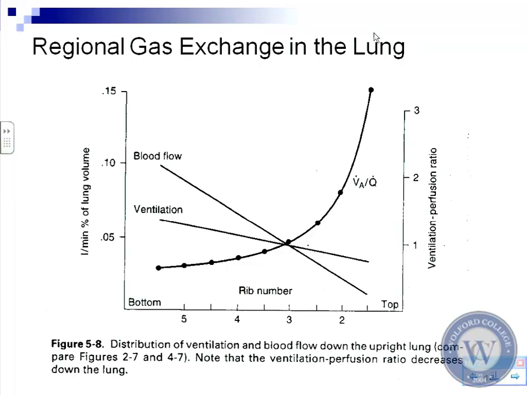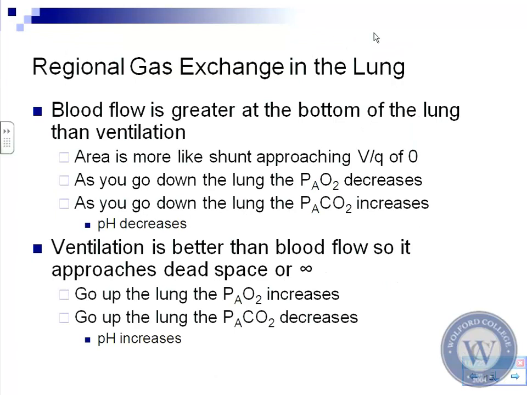If you throw somebody into space, the VQ is actually 1 almost immediately because perfusion now equilibrates across the whole lung, and so does ventilation. So if you're an astronaut in space, your VQ ratio is actually better than it is on the planet. Now, if you look at regional gas exchange in the lung, blood flow is greater at the bottom of the lung than ventilation, so areas more like shunt. VQ is approaching towards 0.